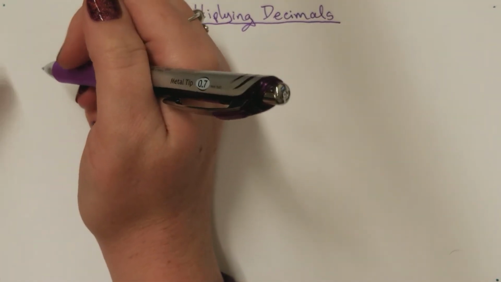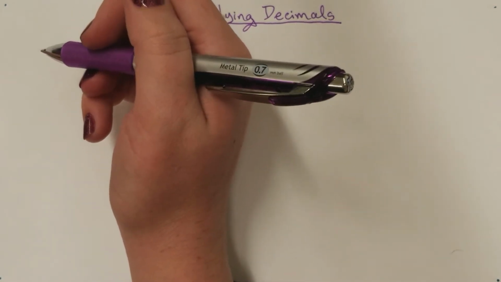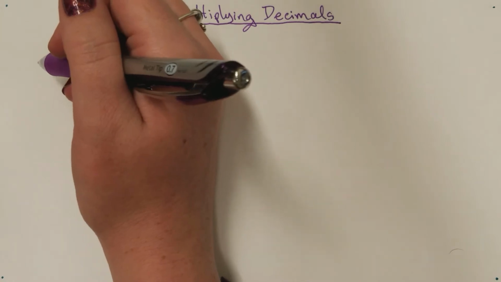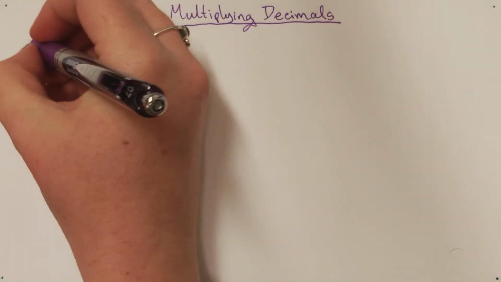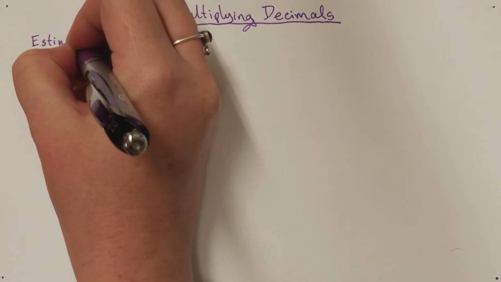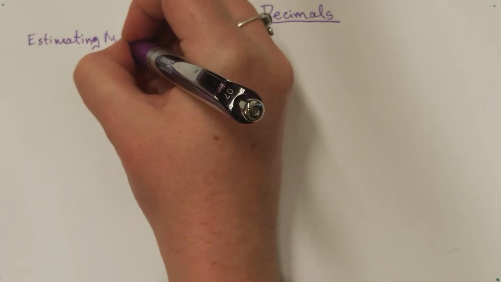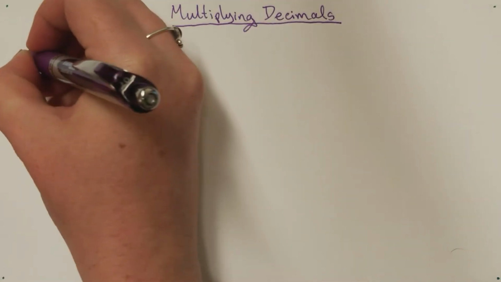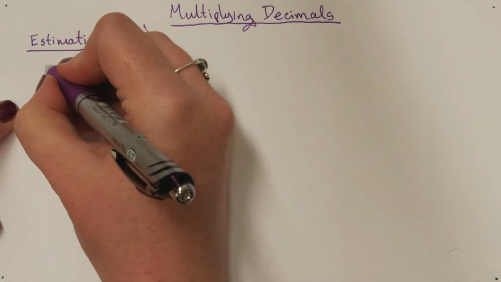Now, there's 3 different ways that you can multiply decimals. And they're all very similar, and they'll all get you the same answer. I'm going to show you all 3 of them because I think that it's good for you to have different ways to do things. So, the first one I'm going to talk about is called the estimating method. And in my opinion, this is the quickest and easiest one to do. Though you, of course, may feel differently than me because we have different brains.